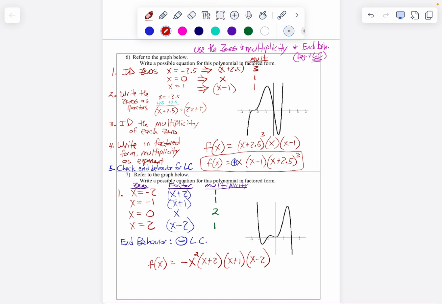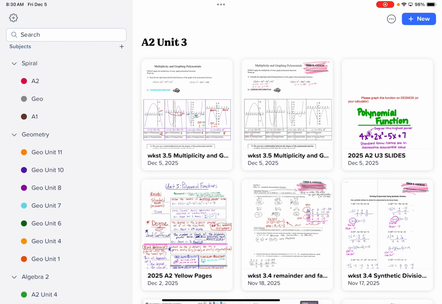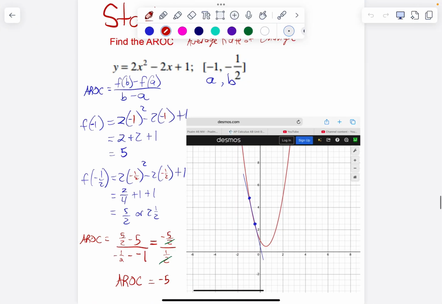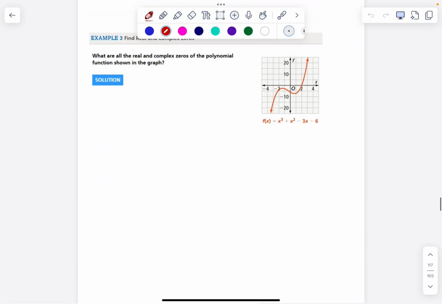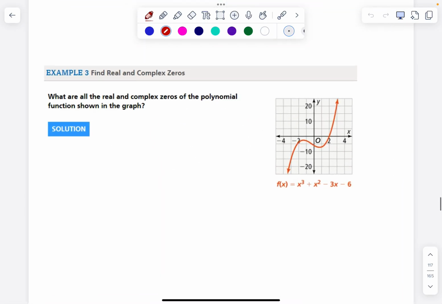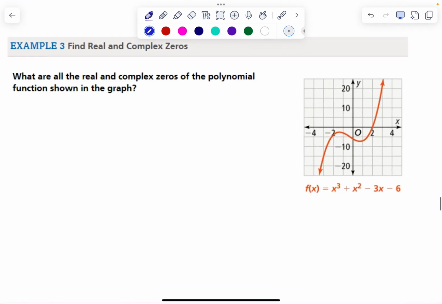I want to give you some time to work today. So today I don't really have notes, just a couple examples. And then it's time to work. So read this one, and tell me what you think. I can zoom in if it's too small.